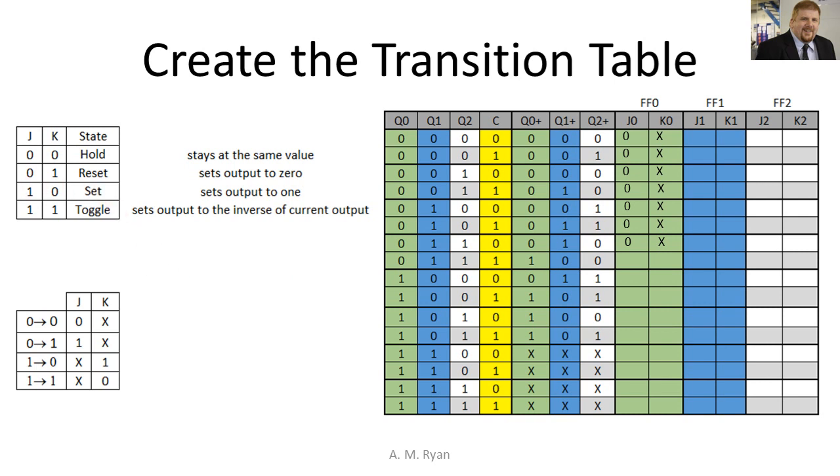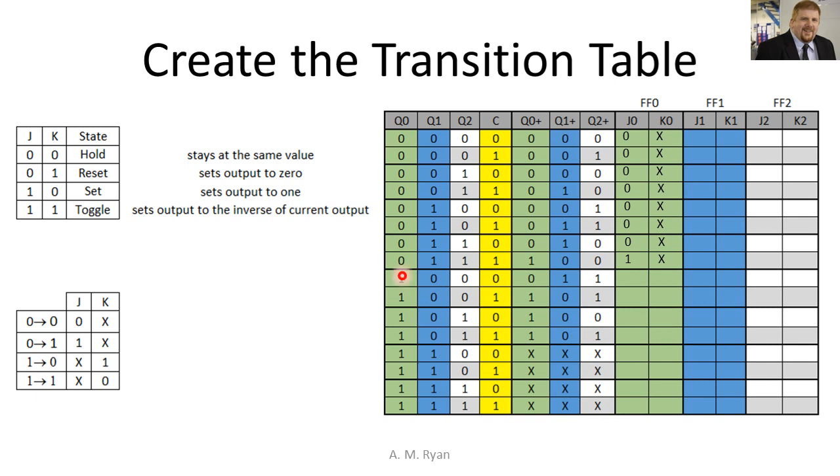Again, looking at my table, I either want to set my flip-flop where J is 1 and K is 0, or I want to toggle the output from 0 to 1 where J is 1 and K is 1. So if we look at a 0 to 1 transition in the table at the bottom, you'll see that's why it says J: as long as J is 1, we don't care about K. And so that one becomes a 1, don't care transition.